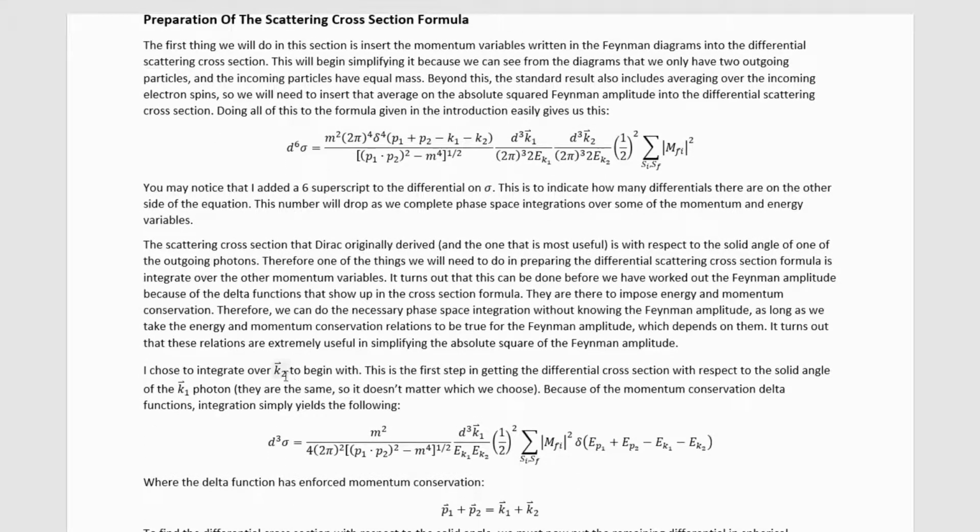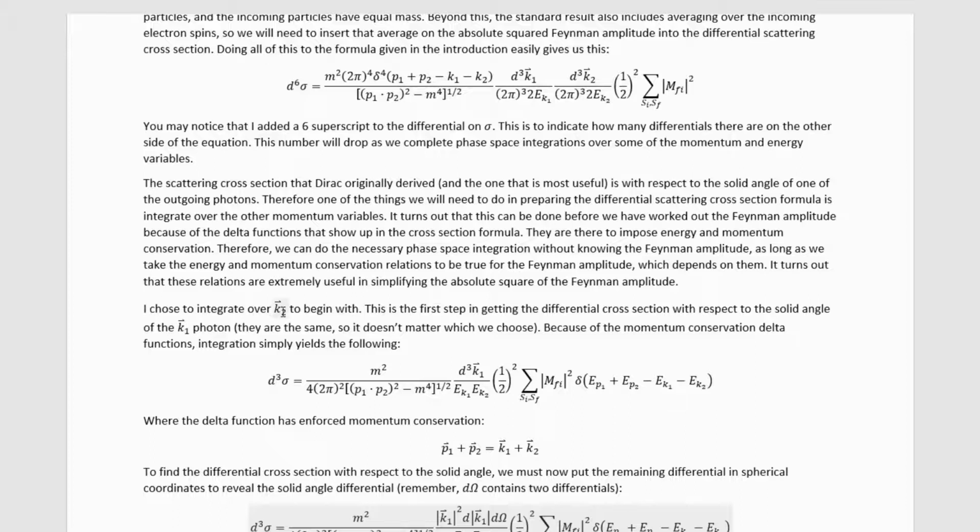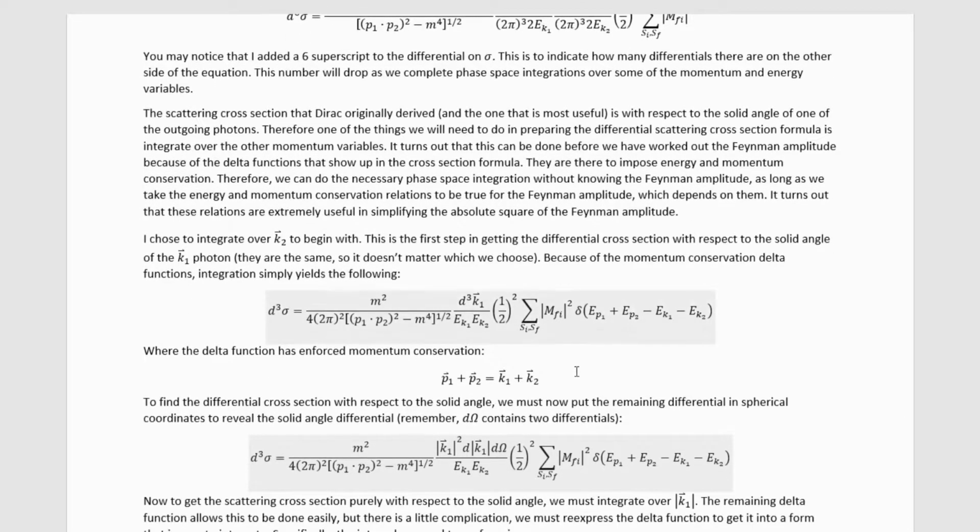I chose to integrate over the k vector to begin with. This is the first step in getting the differential scattering cross-section with respect to the solid angle of the k1 photon. They're the same, I just made this decision between k1 and k2 arbitrarily. Of course, their polarizations are different, but that is not relevant to this. Because of the momentum conservation delta functions, integration simply yields this result, where we're left with one delta function and we're closer to getting a single solid angle differential there, though we've not quite gotten there.